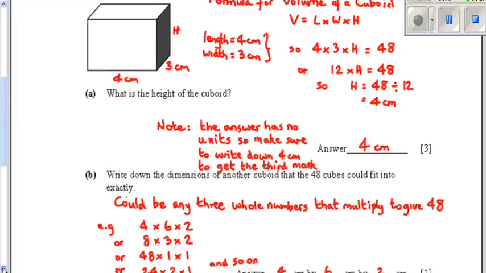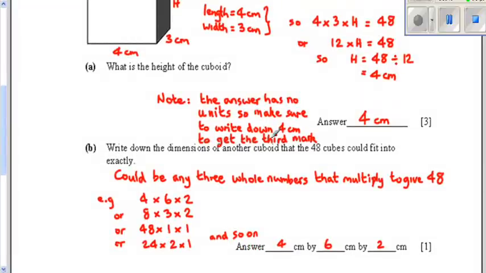Part B then, write down the dimensions of another cuboid that the 48 cubes could fit into. So what we're looking for here are 3 more numbers that multiply together to give you the answer 48. So there's lots of different answers here. You could have 4 multiplied by 6 multiplied by 2. When you work those out, it gives you the answer 48.